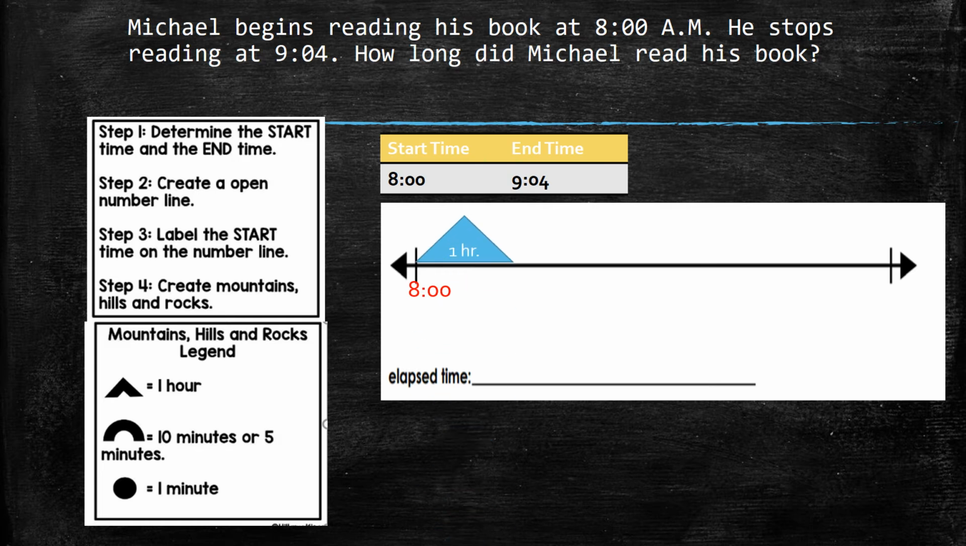My first one is a mountain, which is 1 hour, and that gets us to 9 o'clock. And then I'm going to do 1 minute, 2 minutes, 3 minutes, 4 minutes, which gets me to my end time, 9:04. Then I'm going to look at my mountains and my rocks and see what do I have here. I have 1 hour and 4 minutes. So that is how long Michael read his book. That's how long you guys should be reading every day, 60 minutes, right? He added a couple extra minutes there.